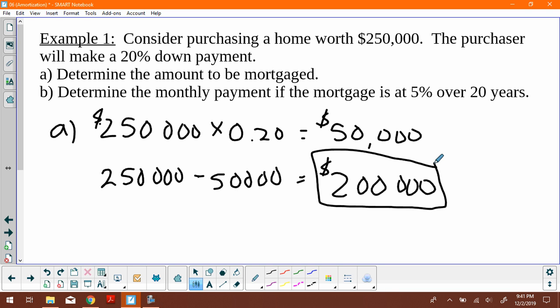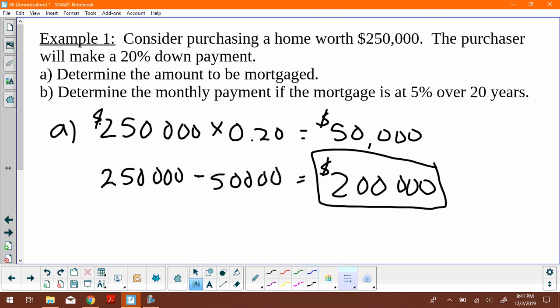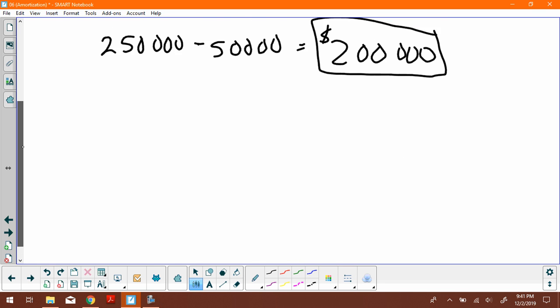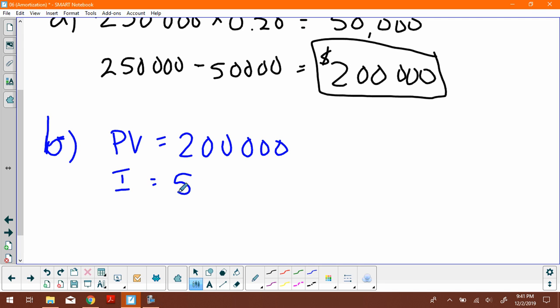So now we're going to determine the monthly payment if the mortgage is at 5% over 20 years. We're going to use the TVM solver for this. Just to write down some of the key things, we know that our present value is going to be the amount of the mortgage, which is $200,000. Our interest rate is 5%.